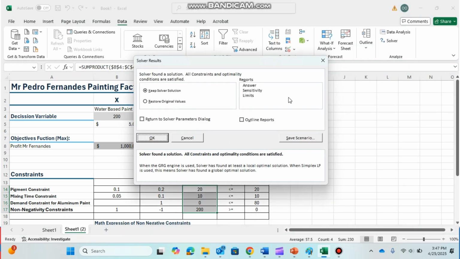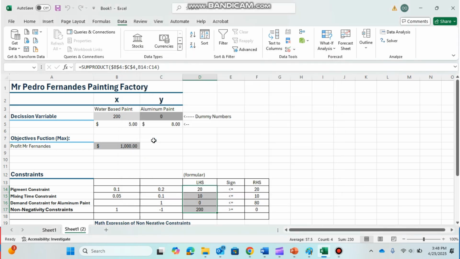Okay, now Excel has found a solution. So the Solver found a solution. All constraints and optimality conditions are satisfied. So Excel has found a solution. This is great, perfect. So what do we do? Then we click OK. Now we have it. Good. So now Excel has found a solution.